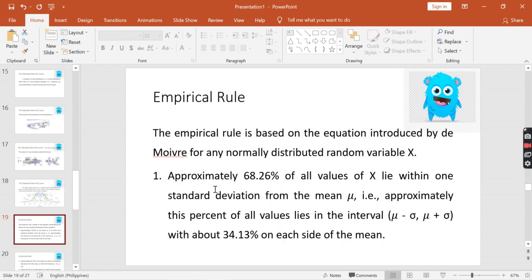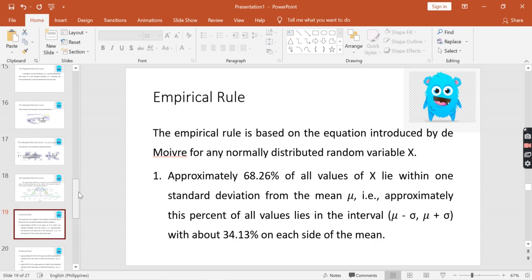Now, there is this empirical rule based on the equation introduced by De Moivre for any normally distributed random variable x. Approximately 68.26% of all values of x lie within one standard deviation from the mean. Approximately this percent of all values lies in the interval mu minus SD and mu plus SD, with about 34.13% on each side of the mean.